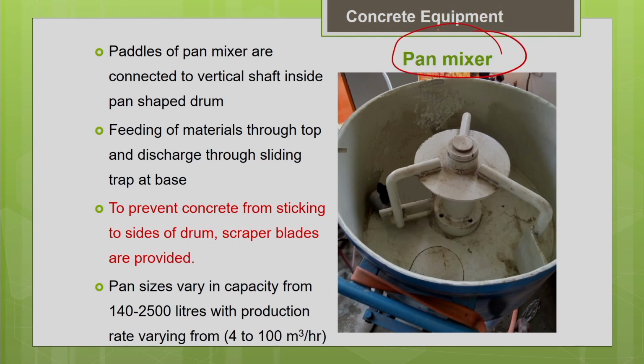It resembles the shape of a pan. You can see there is a vertical shaft here, and the paddles are connected to the vertical shaft. Because of the rapid rotary motion of these paddles, you can have thorough, homogeneous mixing of the concrete. Another important thing to note with respect to the pan mixer is that you have a blade or scraper attached to the inside of the drum. This is the one. This prevents the material from sticking to the side of the drum.